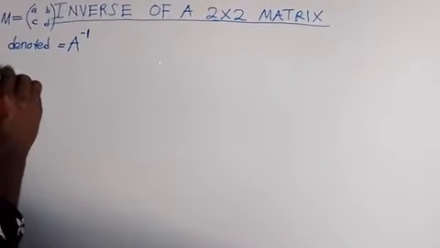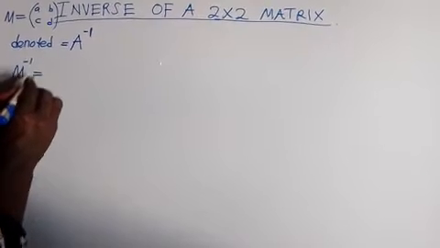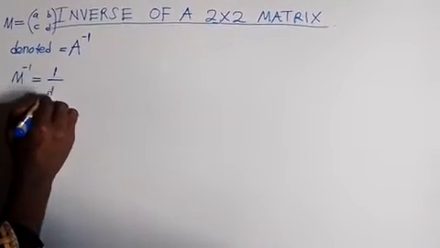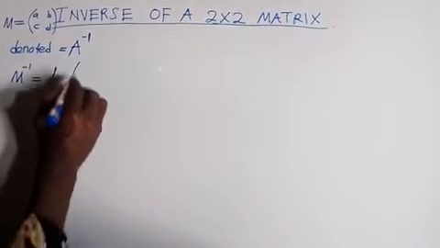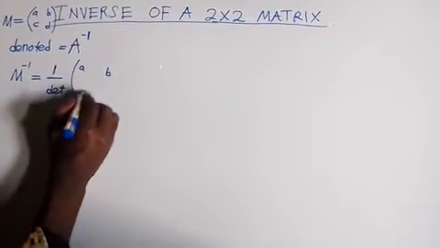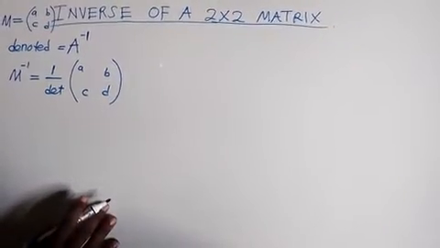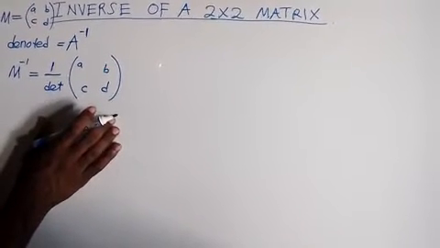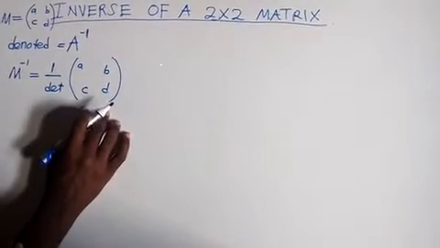You are going to say that M to the power negative 1 is equal to, you do this, then you say 1 over the determinant. Then you do this, then you've got A, B, C, then D. This is what you are going to do. This is the formula that we use whenever we are talking about the inverse.